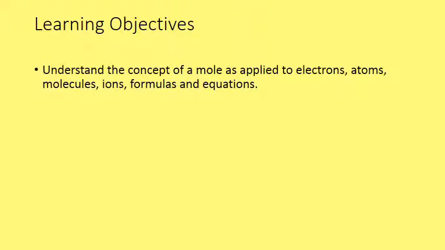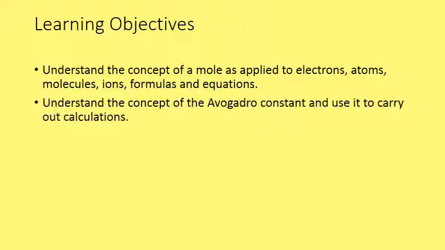And the first thing we want to be able to do by the end of the lesson is to understand the concept of a mole as applied to actually anything, right? For example, electrons. What's a mole of electrons? A mole of atoms, a mole of molecules, a mole of ions, a mole of ionic formulas, and equations too. So we want to understand a mole, and we also want to understand the related concept of the Avogadro constant, and we want to be able to use that constant to carry out calculations.